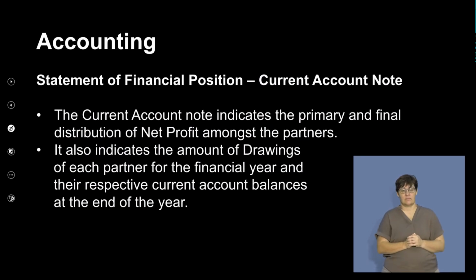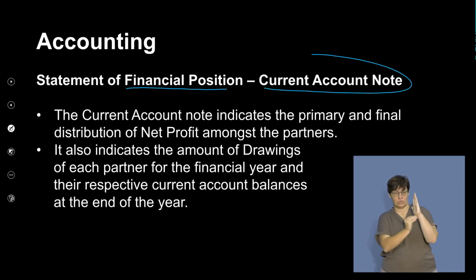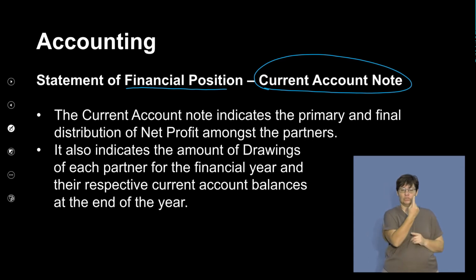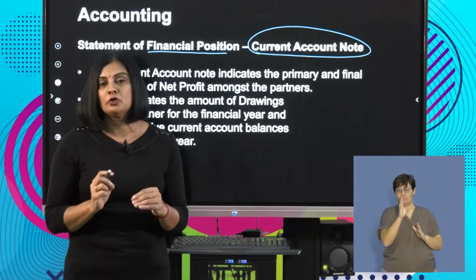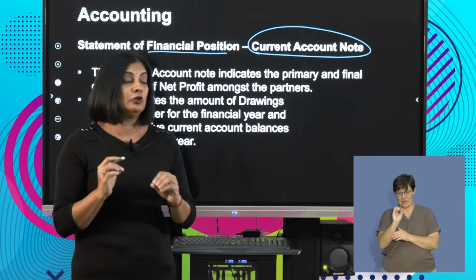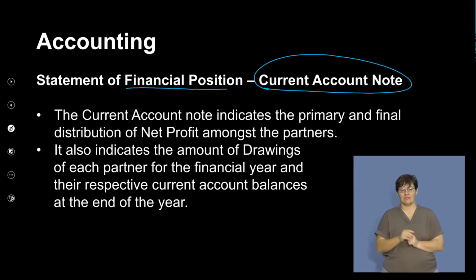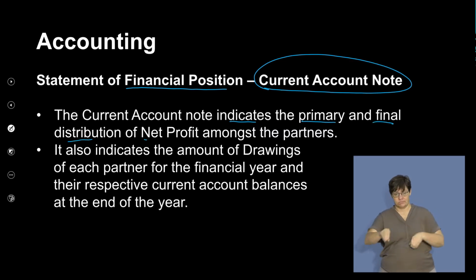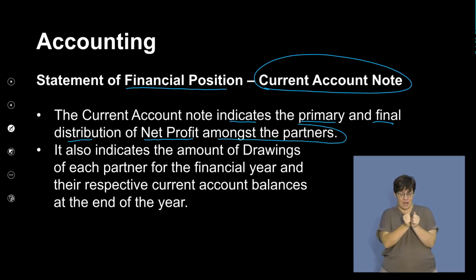Our next change in the statement of financial position, not comprehensive income, is the current account note. Now remember guys, while doing a sole trader, we never prepared this particular note. So this is now completely different, completely new. Right, so what are we going to find in this current account note? The current account note indicates the primary and the final distribution of net profit amongst the partners.